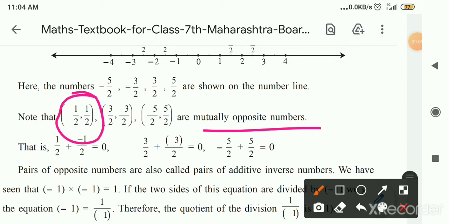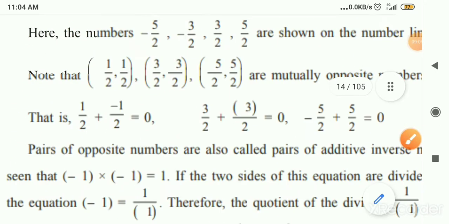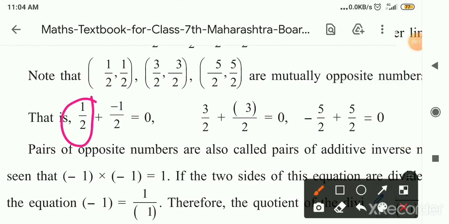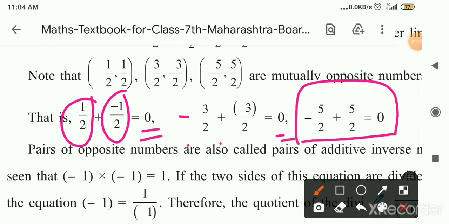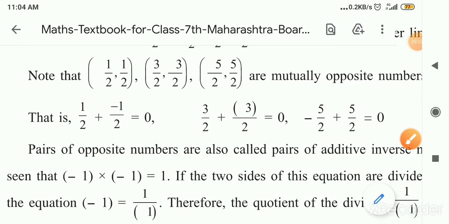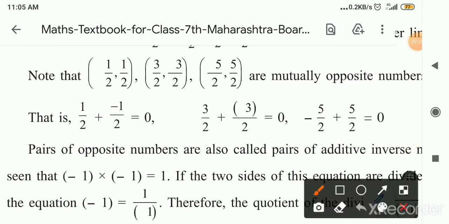Here it is given plus 1 upon 2 and minus 1 upon 2. The answer is 0. Then here, they forgot to write the negative sign: minus 3 upon 2 and plus 3 upon 2, again 0. Minus 5 upon 2 and plus 5 upon 2, 0. You know that the addition of two opposite numbers is always 0.